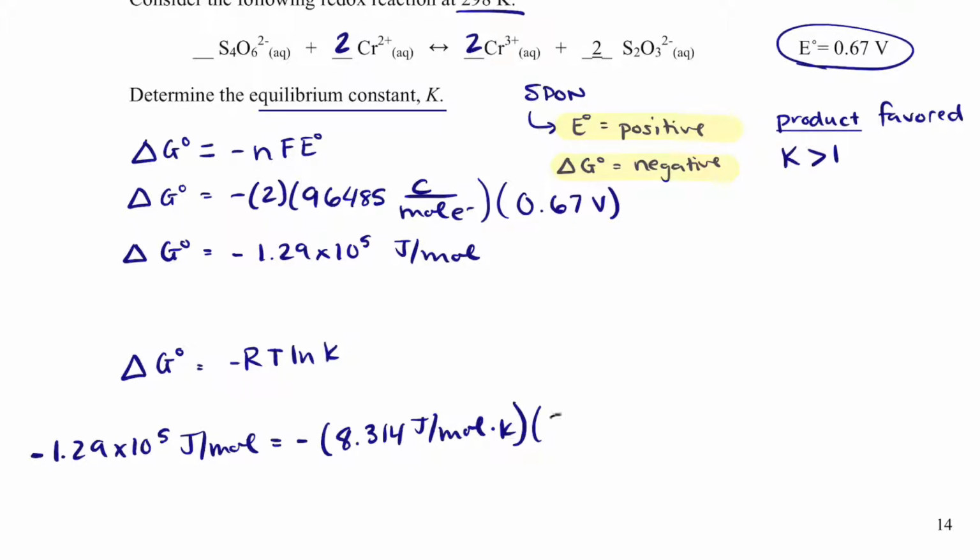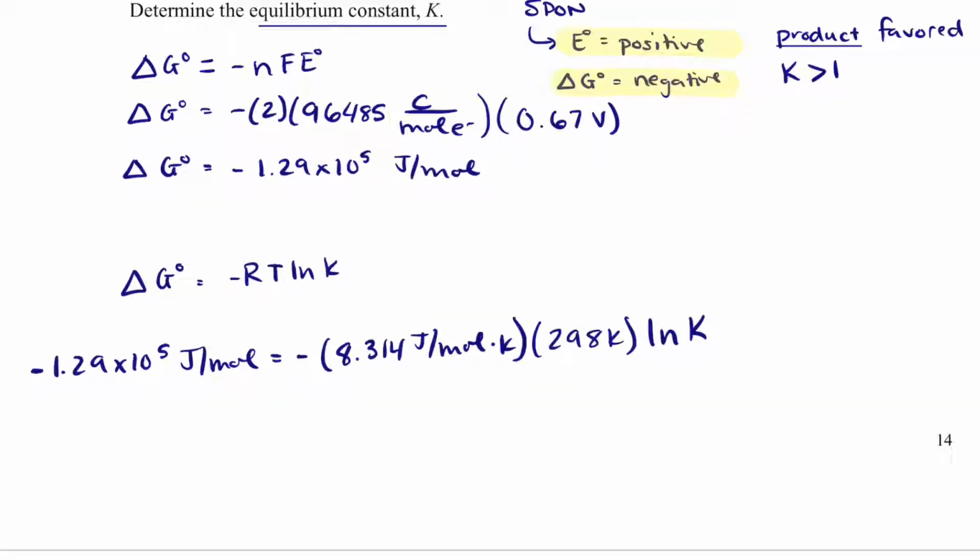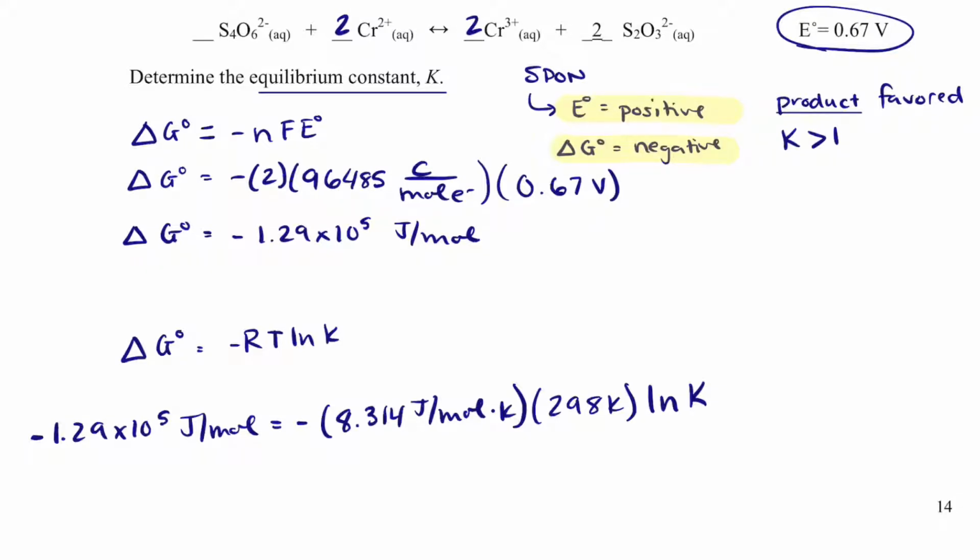We are given the temperature at 298 Kelvin. And then we're solving for K, and so we have natural log of K. When you are given natural log, and the variable is within the natural log, what I want you to do is isolate the natural log of K, so we'll divide each side by 8.314 times 298, and so I've done that, and ln of K equals 52.18. And so to get rid of the natural log, what we do is we take e to whatever this number is, in this problem that is 52.18, and that will equal K.